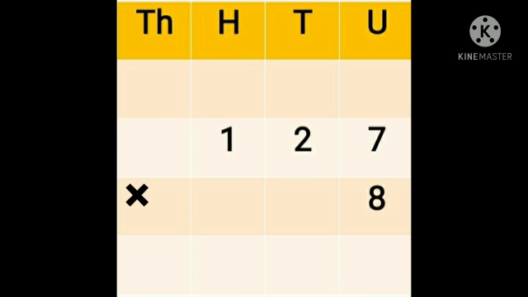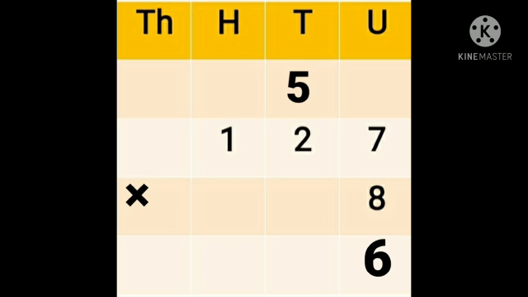127 multiplied by 8. So students, here also again we will multiply units with units, units with tens, units with 100. So let's start the multiplication. 8 7 times is 56. So 5 we will carry over in tens place. 6 we will write in units place.